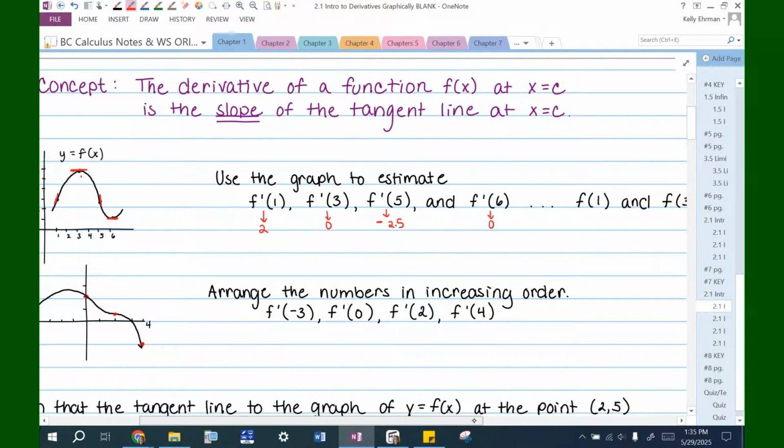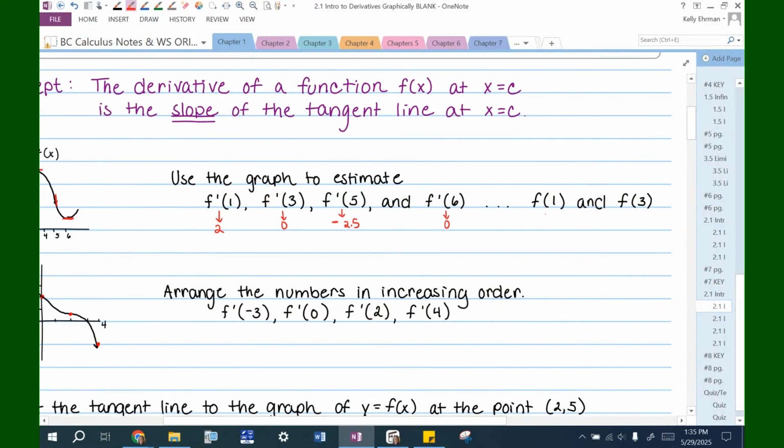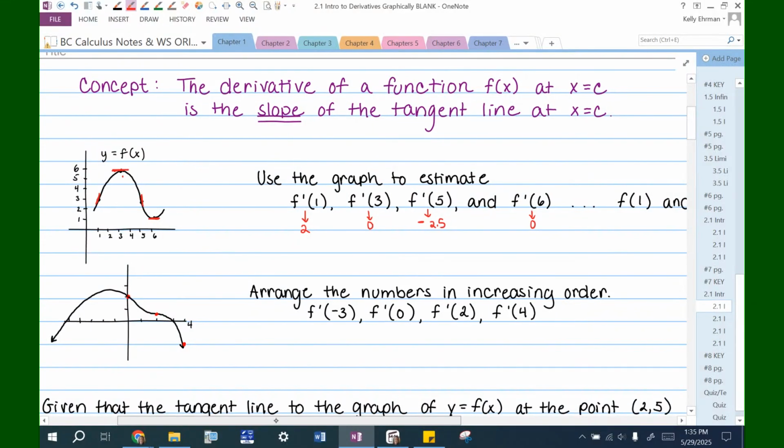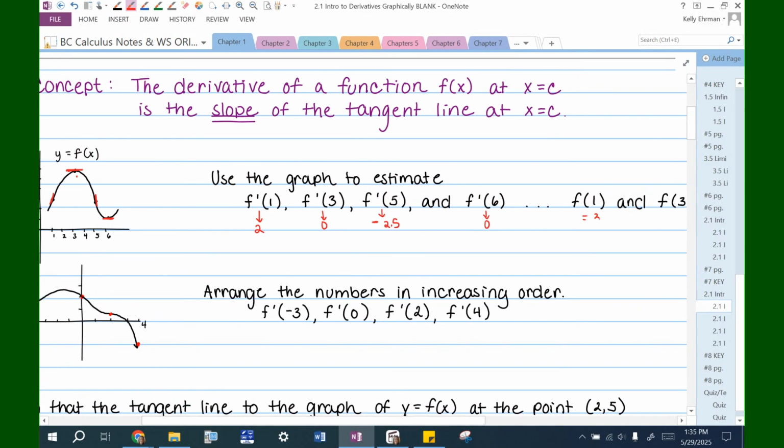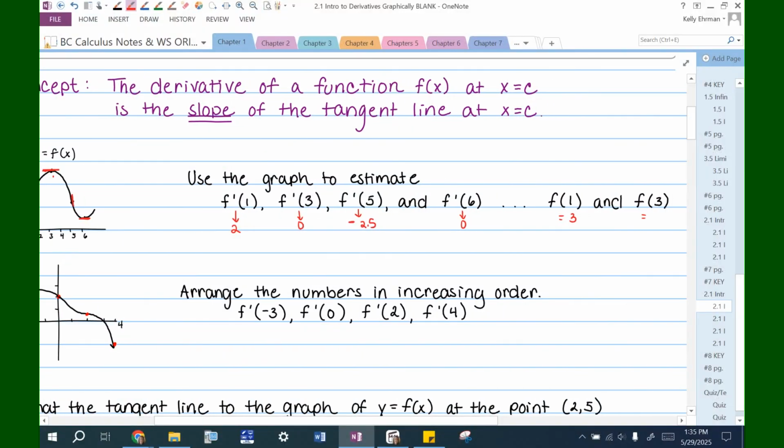And then what about these? F of 1 and f of 3. So watch the notation here. This is just the function value. So f of 1 is equal to 3, and f of 3 is equal to 6.